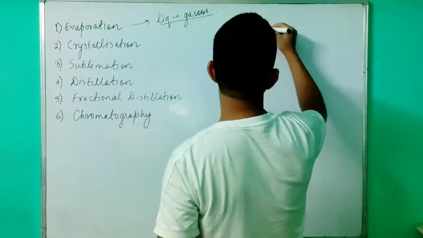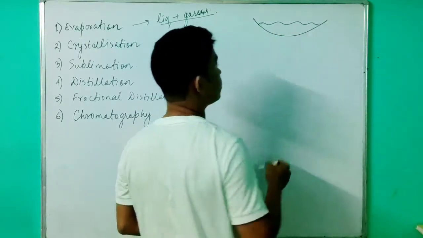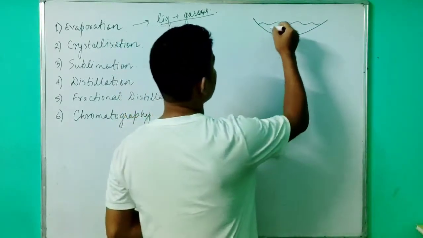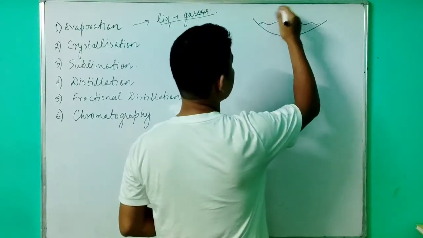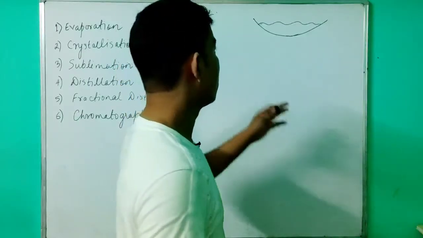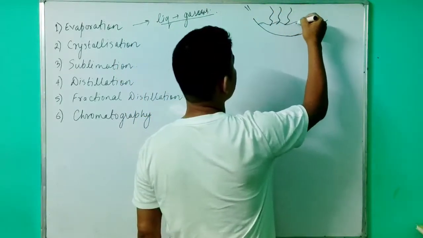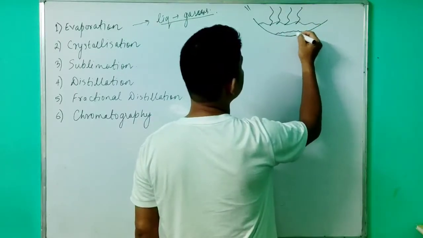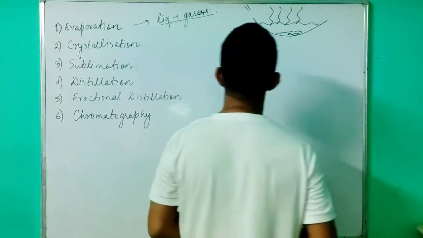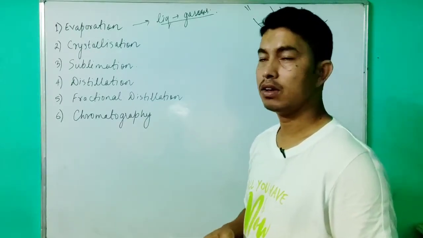So what do you do? In a large vessel, we take seawater. We know that seawater contains salt. So what happens? This vessel is left open in the sun. Due to the heat, what happens? All of the liquid changes into vapor, and finally the salt is left behind. So by the process of evaporation, we can easily separate the water and salt.